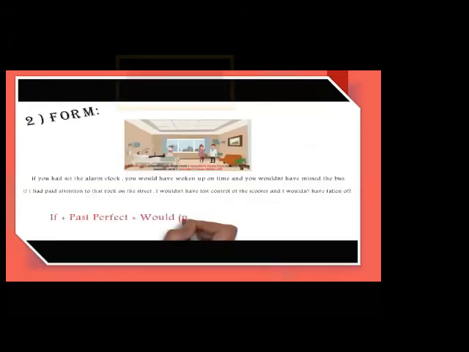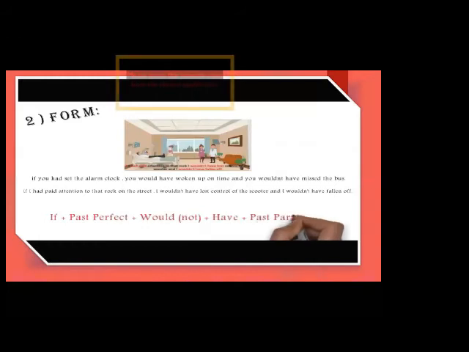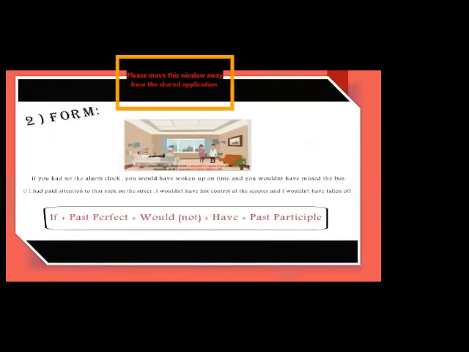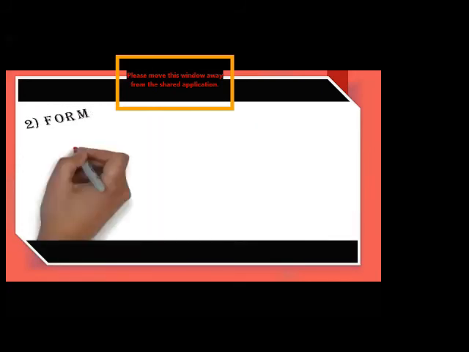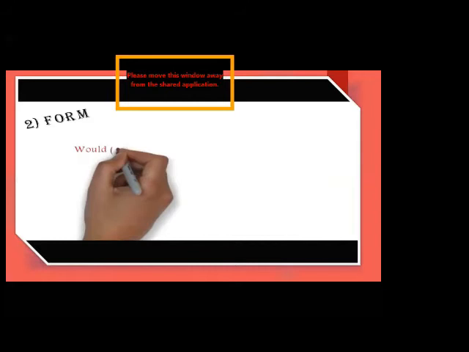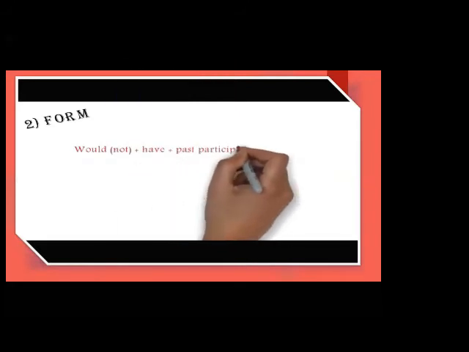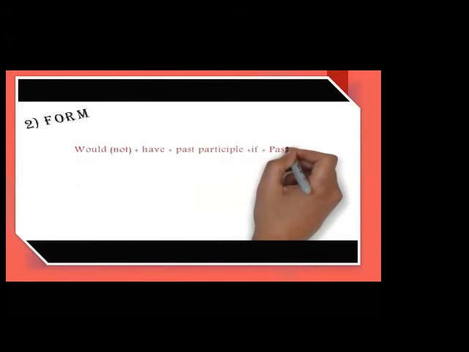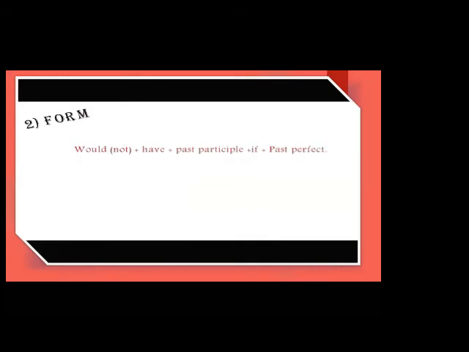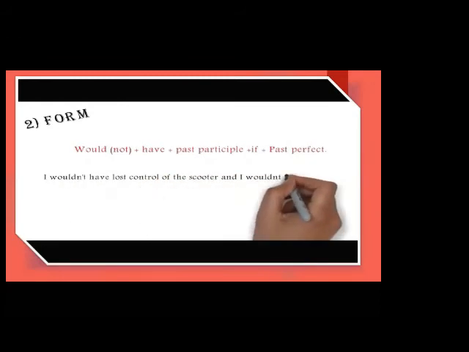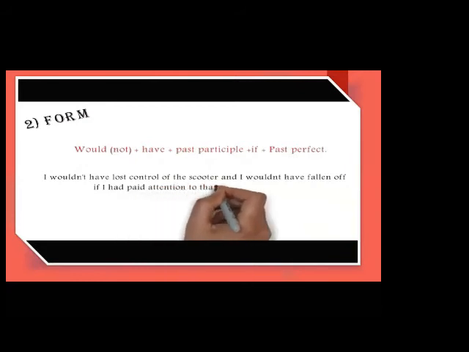To form conditional type 3, we use if plus past perfect plus would or wouldn't plus have plus past participle. By the way, we can change the order of the sentences. We can start by would or wouldn't plus have plus past participle plus if plus past perfect. I wouldn't have lost control of the scooter and I wouldn't have fallen off if I had paid attention to that rock on the street.